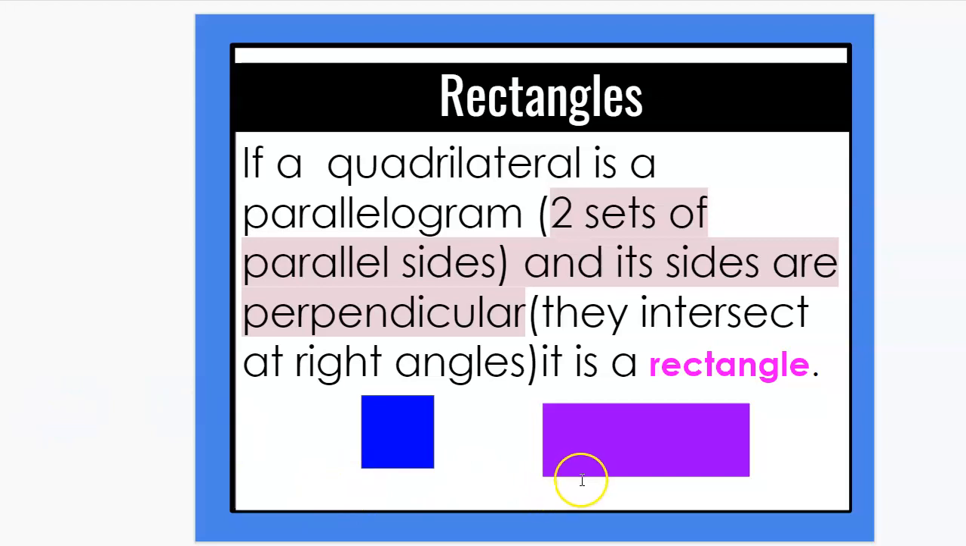All right, so we have a couple of shapes down here that meet those requirements. The two sets of parallel sides, and the lines intersect, forming right angles. They are perpendicular.